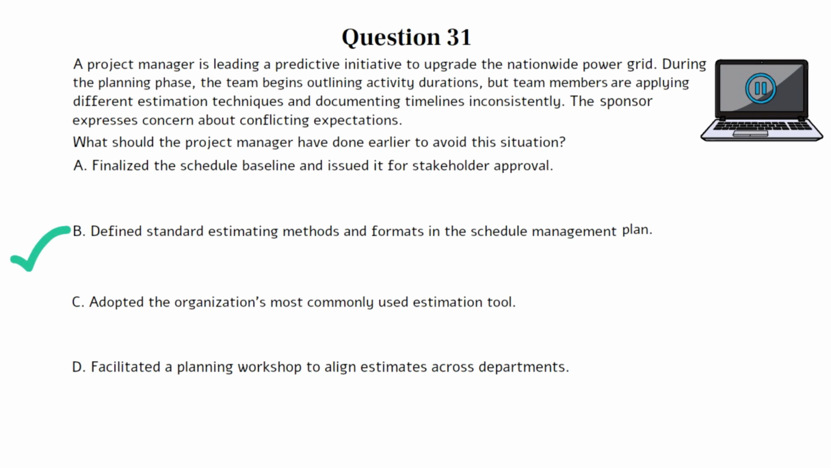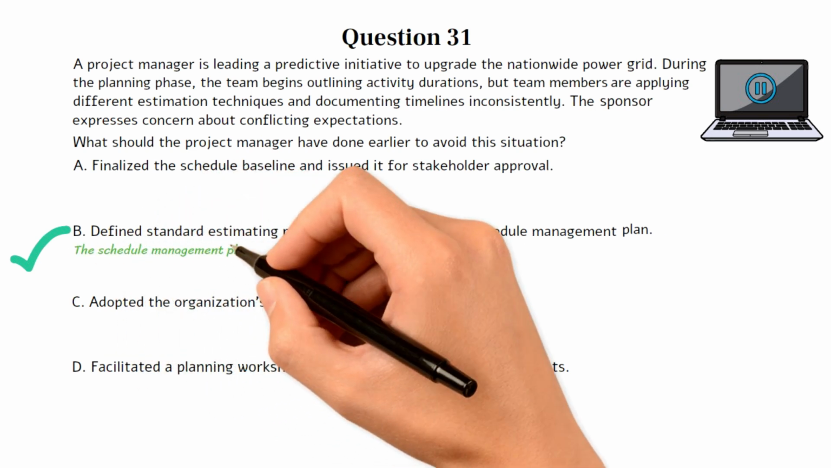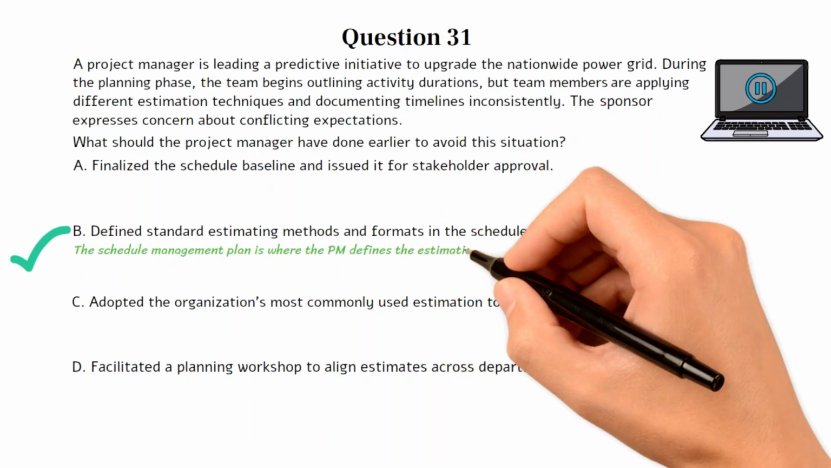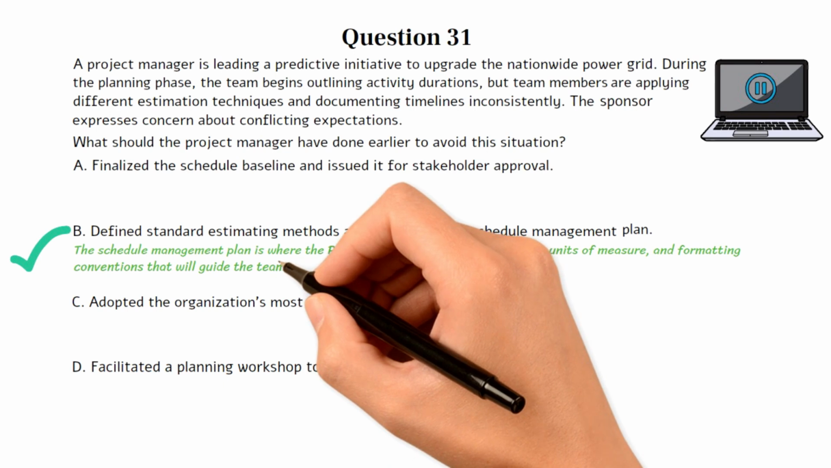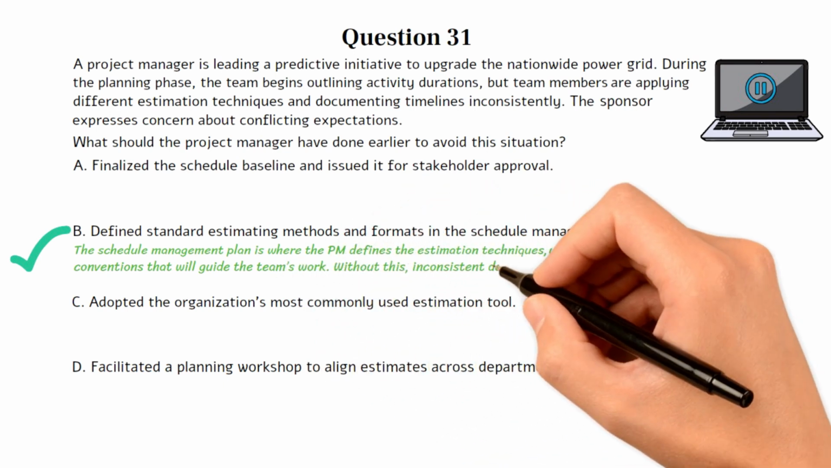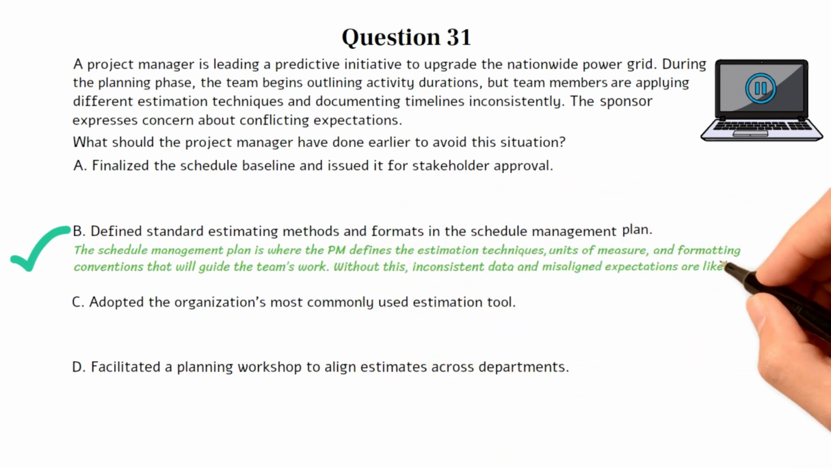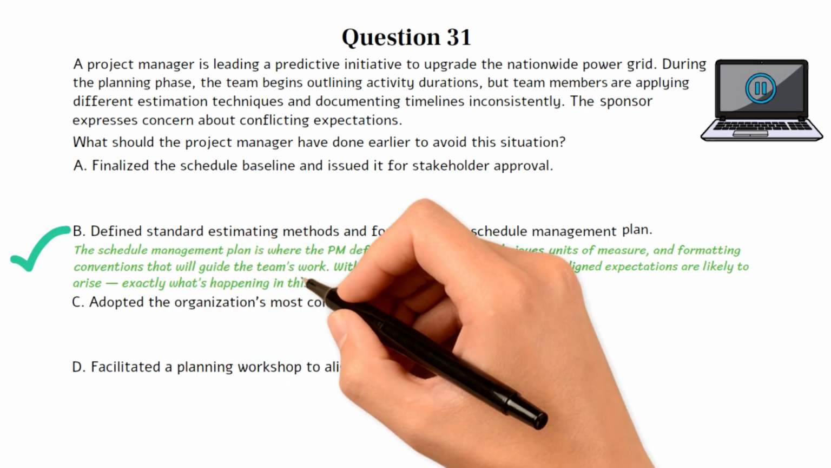This question tests your understanding of the plan schedule management process in predictive environments. This early planning step is essential for establishing consistency in how schedule data is created, estimated, and maintained across the team. Choice B is the best option because the schedule management plan is where the PM defines the estimation techniques, units of measure, and formatting conventions that will guide the team's work. Without this, inconsistent data and misaligned expectations are likely to arise. Exactly what's happening in this scenario.